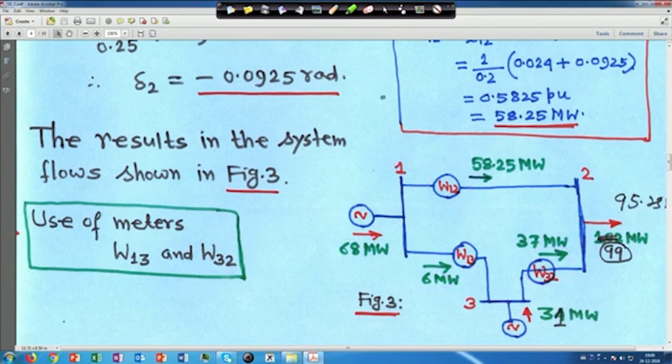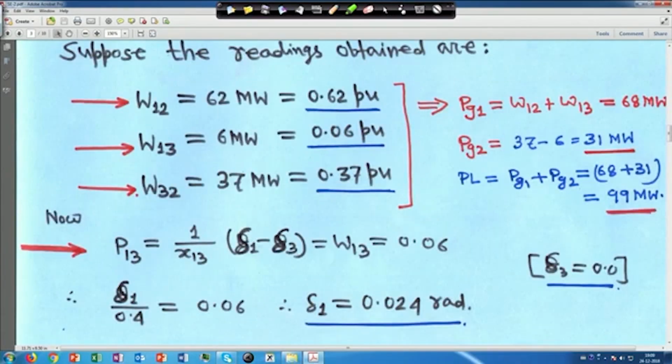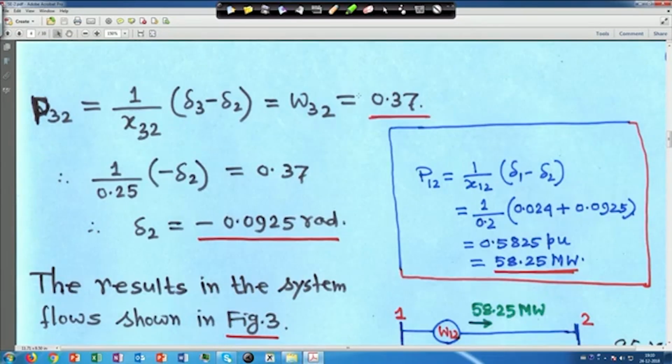So, in this case you see that it is 58.25 megawatt. Now, this is my 68 megawatt, this is 6 megawatt, right. Here also it was 68 megawatt. If you go back to this diagram, whatever data we have taken, actually PL is understandable, but Pg1 was 68 megawatt, because W12 plus W13 is 68 megawatt, right.